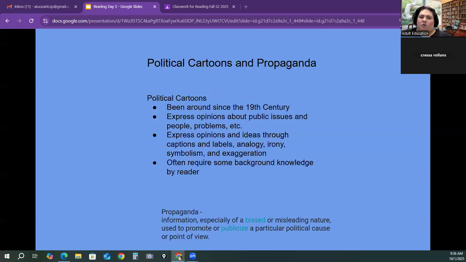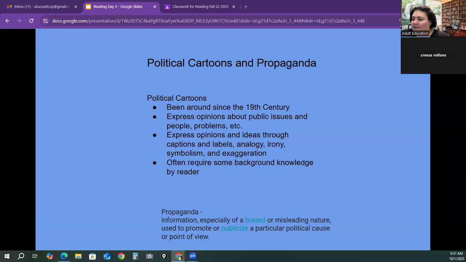We're going to switch gears and we're going to talk a little bit about political cartoons and propaganda. So political cartoons have been around since the 19th century. They've been around forever. They express opinions about public issues and people and problems, things like that. They express opinions and ideas through captions and labels, analogies, irony. They use symbolism, and they also exaggerate a lot. They often require some background knowledge from the reader.